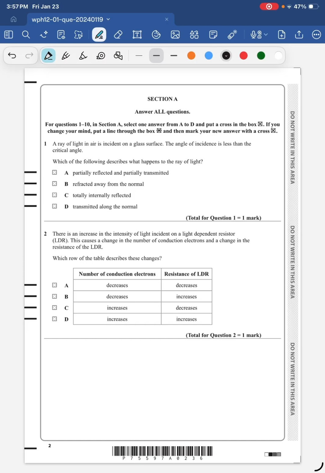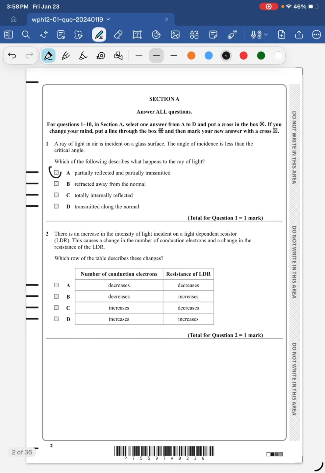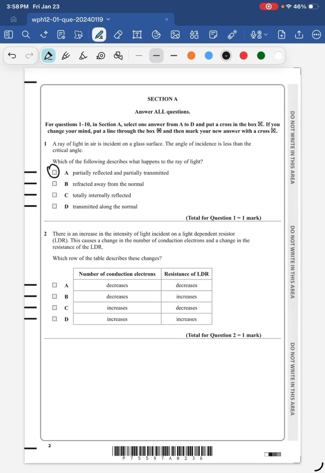So question 1, a ray of light in air is incident on a glass surface. The angle of incidence is less than the critical angle. Which of the following describes what happens to the ray of light? Partially reflected and partially transmitted. This is probably the correct answer, right? So yes, A. But let's read the other ones. Refracted away from the normal.